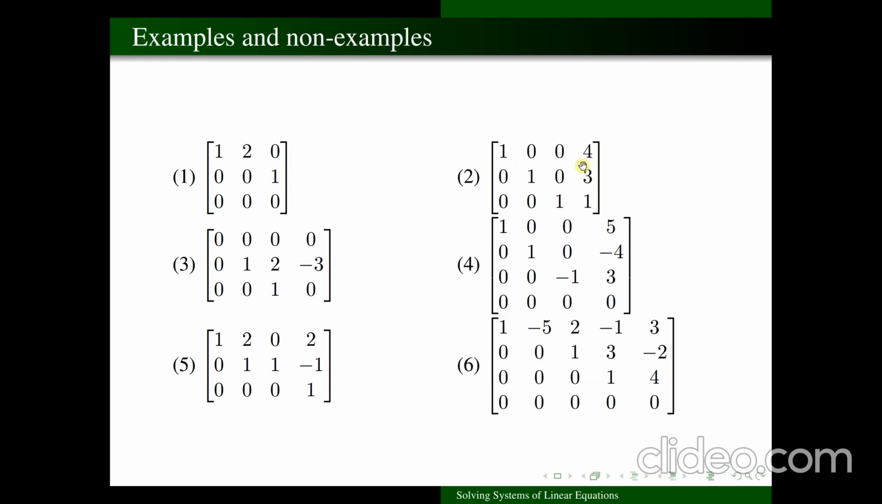For the third condition, we look at successive rows. So first, comparing rows 1 and 2, we see that the leading entry in row 2 lies to the right of the leading entry of row 1. And similarly, with row 2 and row 3, we see that the leading entry of row 3 lies to the right of the leading entry of row 2. So this implies that condition 3 is satisfied.